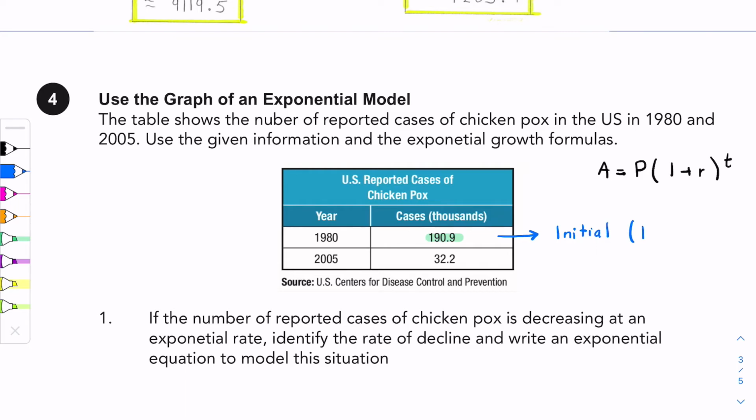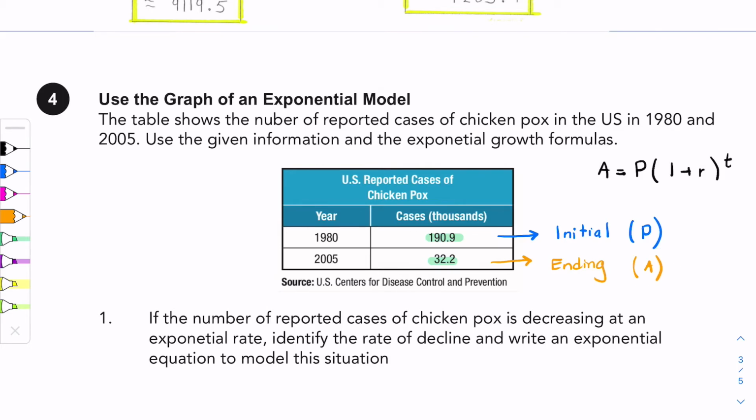If it's the initial amount, it's the value of P. Knowing that we have our data compared between 1980 and 2005, we know that this number 32.2, that's in thousands, is going to be our ending amount, which is the value of A. We've actually never had the value of A before. We're usually solving for A, so that's something different that we're looking at.